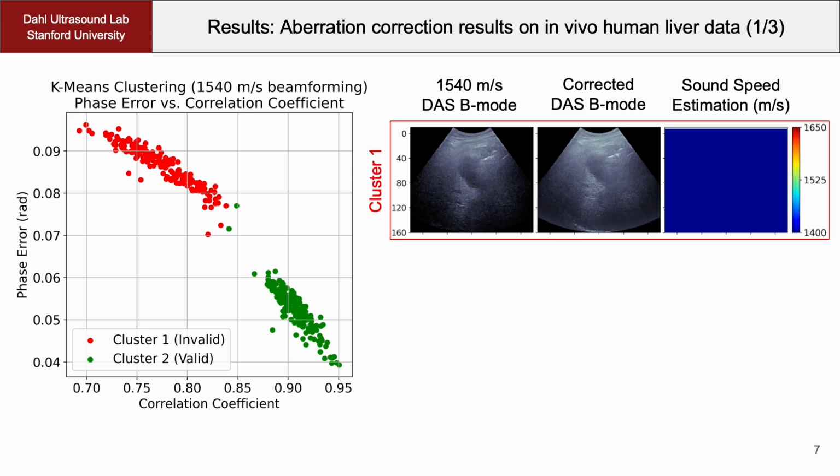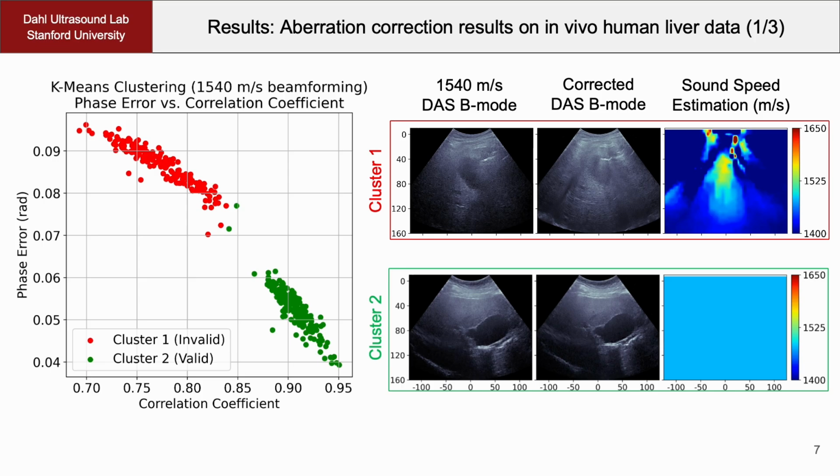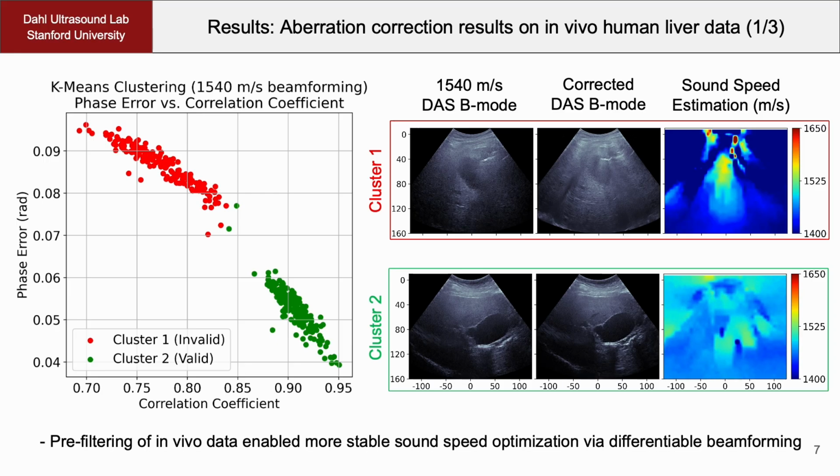Samples in cluster 1 had signs of high attenuation, poor acoustic coupling, reverberation, or other artifacts. These conditions impacted our aberration correction model and the sound speed estimations. Whereas samples in cluster 2 had cleaner signal and slightly lower initial common midpoint phase error. Pre-filtering of in vivo data enabled more stable sound speed optimization via differentiable beamforming.